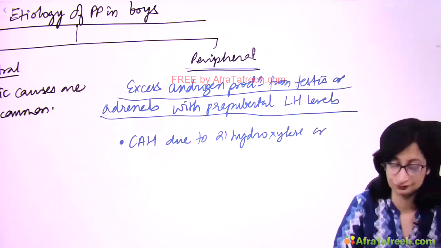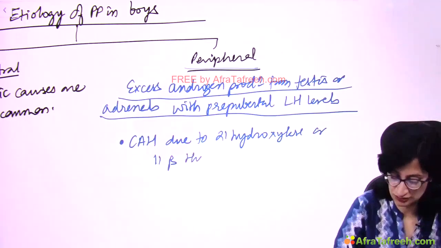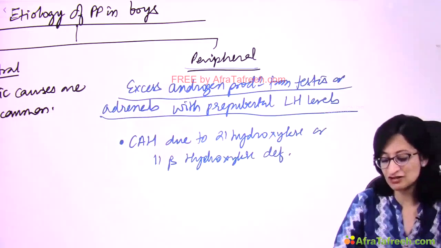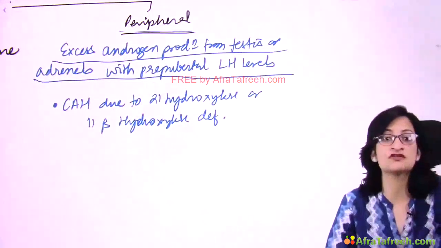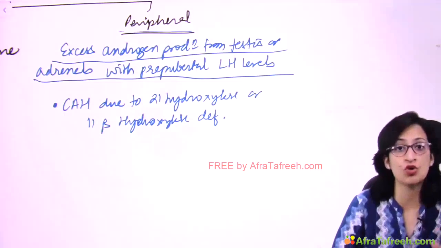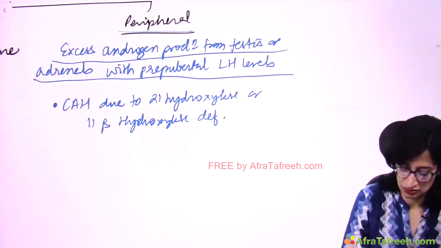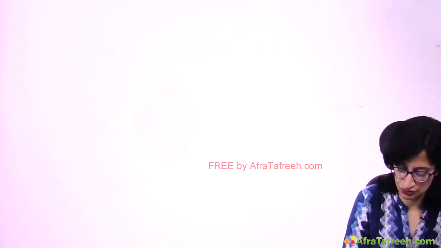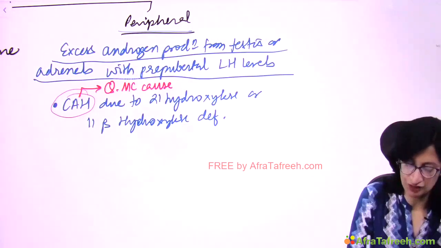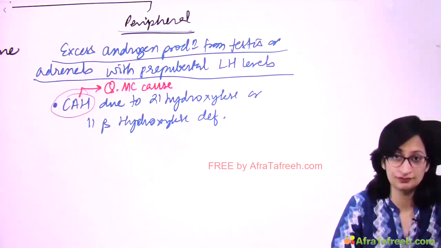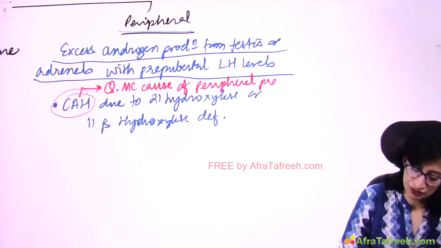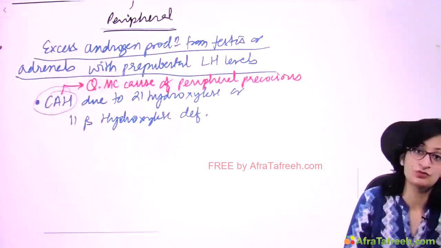In fact, CAH due to 21 hydroxylase deficiency or 11 beta hydroxylase deficiency is the most common cause of peripheral precocious puberty in boys.